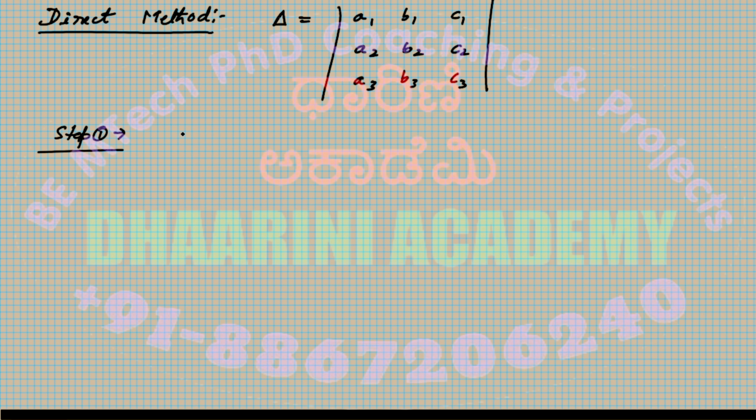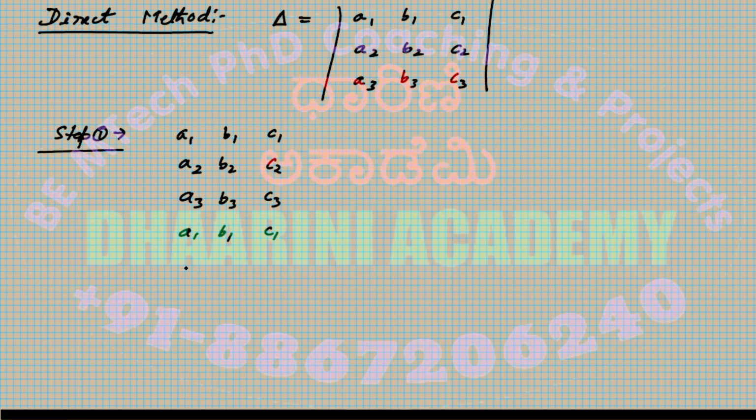For the given determinant, without the determinant sign or the straight lines, write down all the values. So A1, B1, C1, A2, B2, C2, A3, B3, C3. We'll write it down, then we'll extend this further, like we did earlier. Okay, so write this: A1, B1, C1, A2, B2, C2, A3, B3, C3. Then once again, A1, B1, C1.